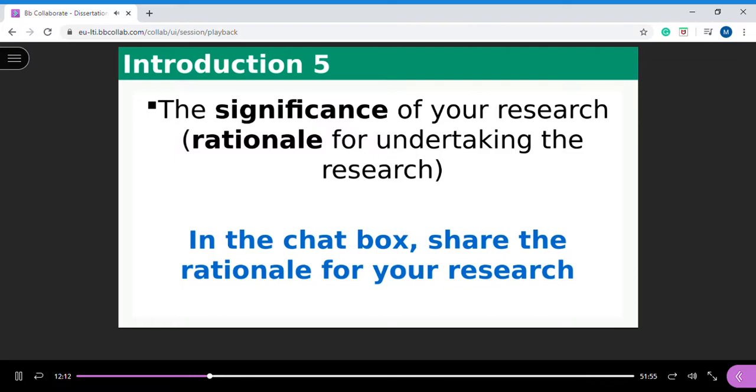So what I'd like you to do now is reflect on your dissertation, your subject. Can you share the rationale for doing it? Why are you looking at it? Why is it an important subject to study? And share that in the box.